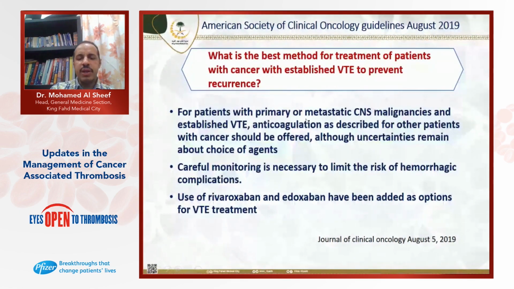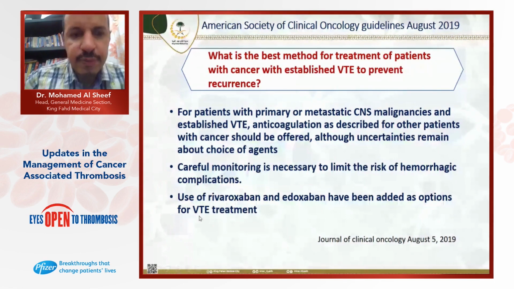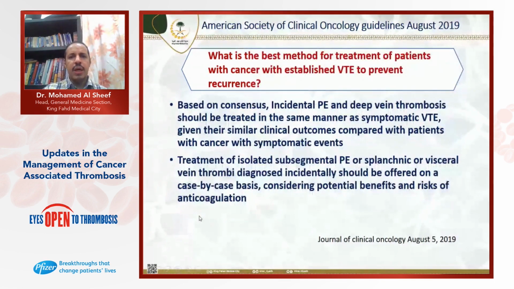For patients with a primary or metastatic CNS malignancy and established VTE, anticoagulation as described for other patients with cancer should be offered, although uncertainties remain about the choice of anticoagulant. So this is a very important area of clinical equipoise. Careful monitoring is necessary to limit the risk of hemorrhagic transformation or hemorrhagic complication for these patients. Use of rivaroxaban and apixaban have been added as options for VTE treatment. So based on consensus, this is important.